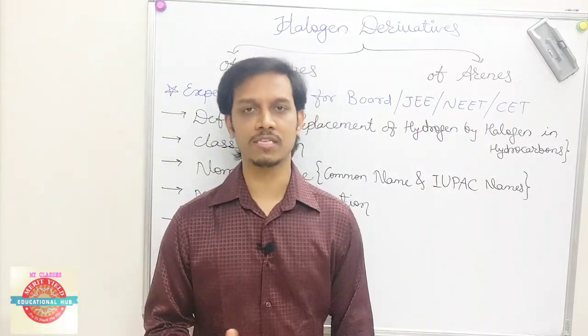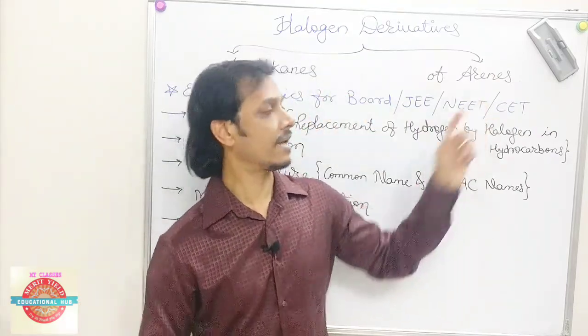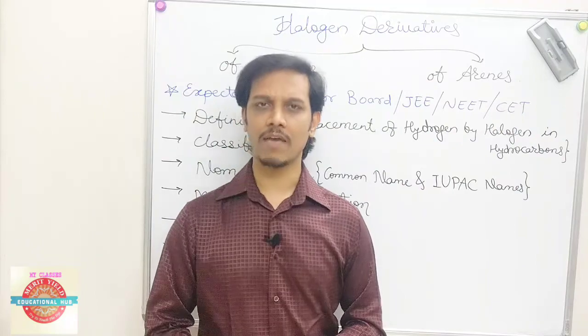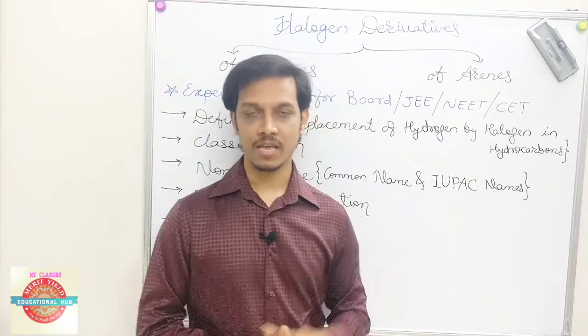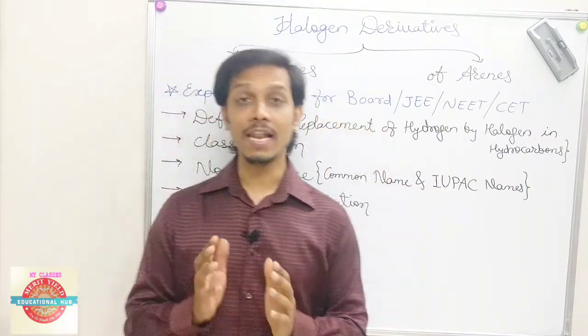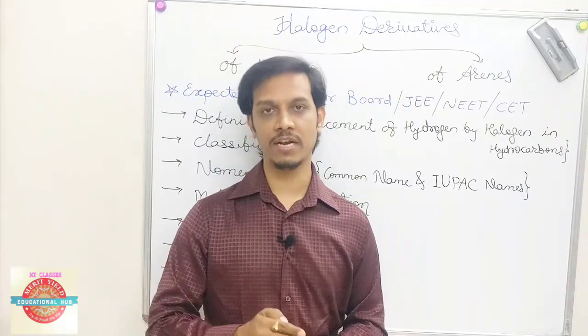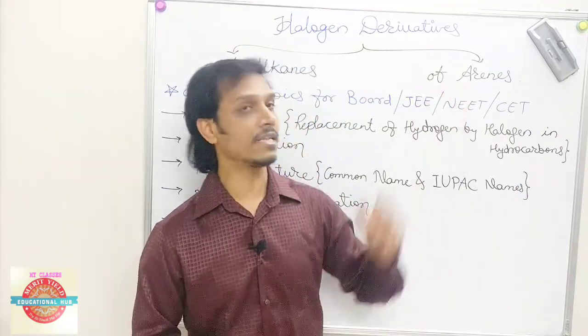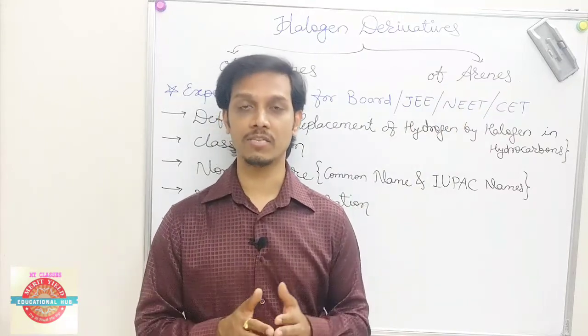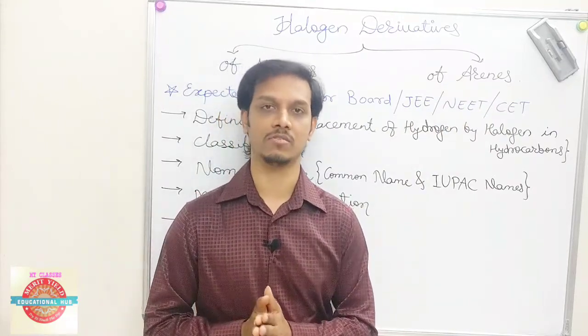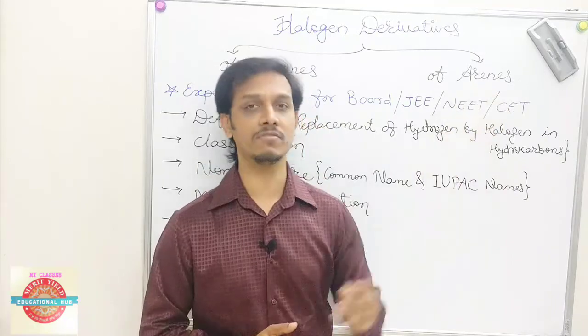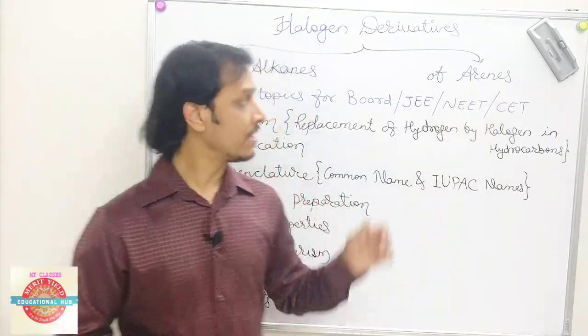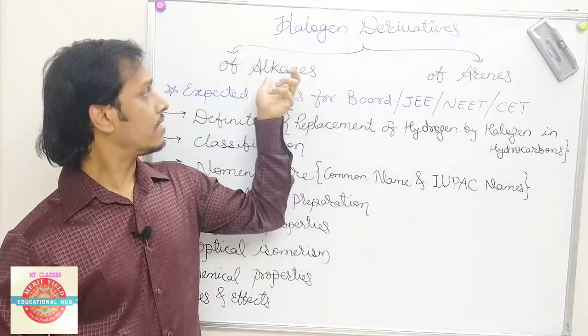First thing we need to understand is alkanes and arenes. Both are hydrocarbons having slightly different properties. Alkanes are aliphatic hydrocarbons. Saturated aliphatic hydrocarbons are called as alkanes, and arenes are unsaturated aromatic hydrocarbons. So aromatic gives the name as arene. So we need to understand the halogen derivatives.